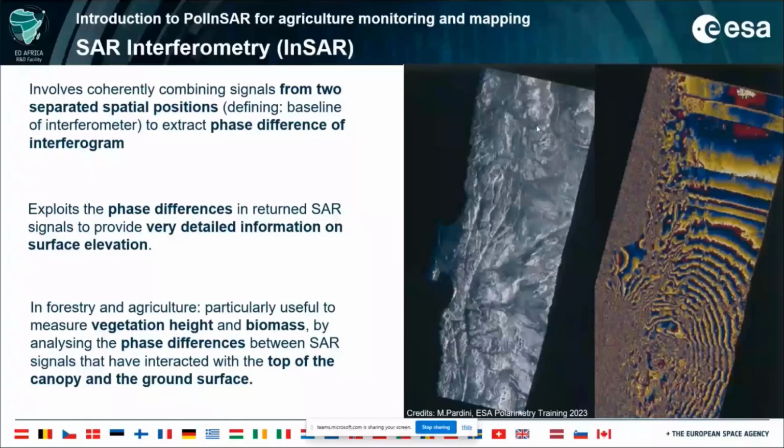However, it can also be used to measure vegetation parameters, particularly vegetation height and biomass, by analyzing the phase difference between SAR signals that have interacted with the top of the canopy and the ground surface. And this capability is particularly useful in the presence of thick canopies, such as the rainforest.